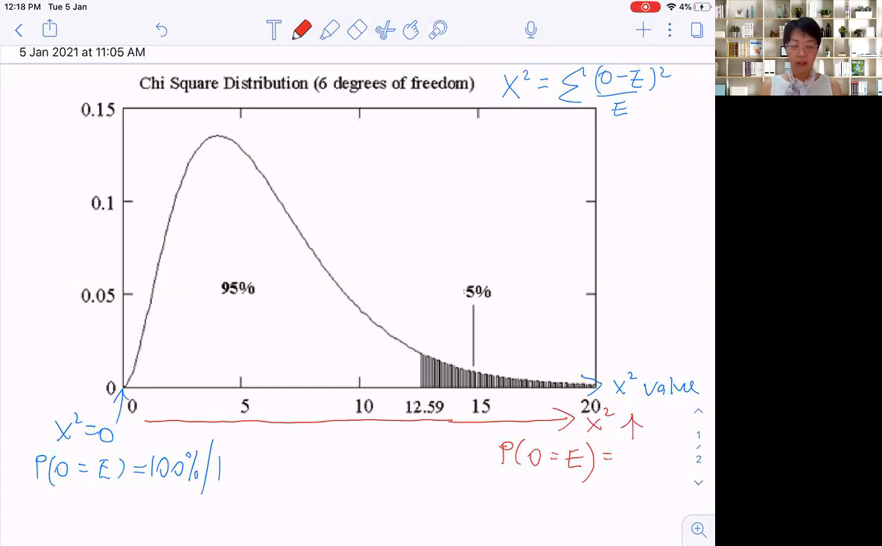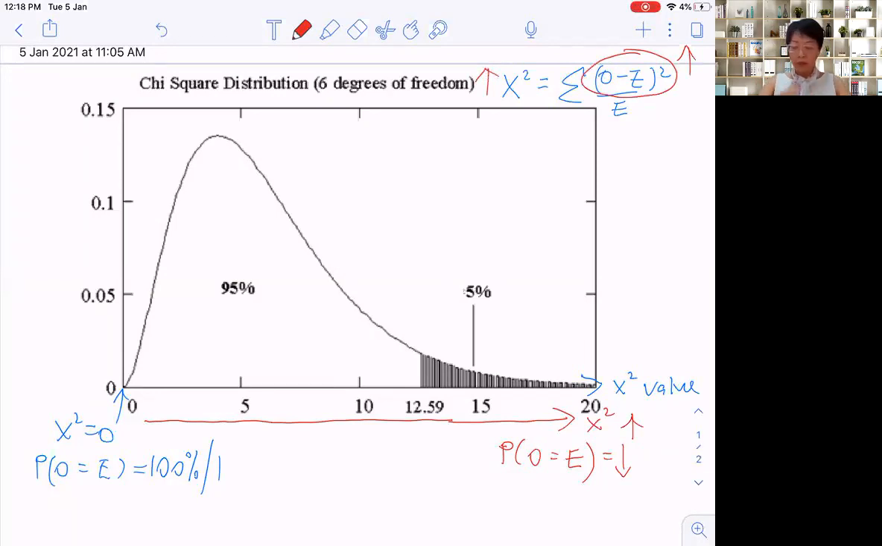Decreases. Very good, decreases. When the chi-square value increases, it is because this value increases, and this value can only increase when O and E become more and more different. So the difference between O and E becomes larger, so the chi-square value increases. Based on this formula, the probability of O equals to E decreases.